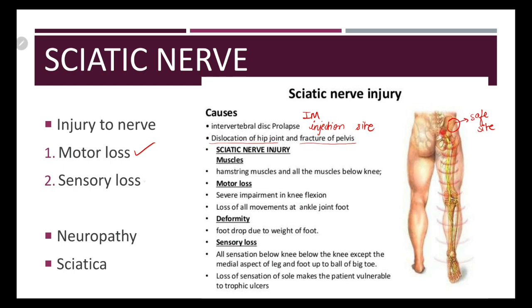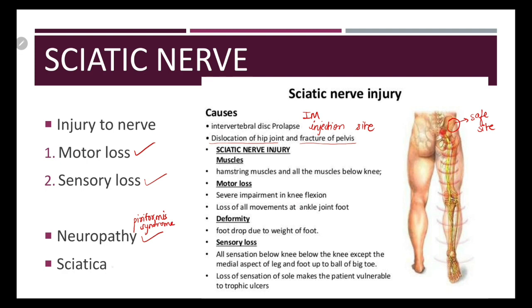Next is sensory loss. Sensory loss on the back of the thigh, whole of the leg and foot except the area innervated by the saphenous nerve, due to involvement of the cutaneous nerves derived from the tibial and common peroneal nerves. Then we have sciatic nerve neuropathy. As the sciatic nerve leaves the pelvis, sometimes it passes through the piriformis muscle and at points it becomes entrapped, leading to piriformis syndrome. And we have seen the piriformis syndrome in part 1 of this topic.